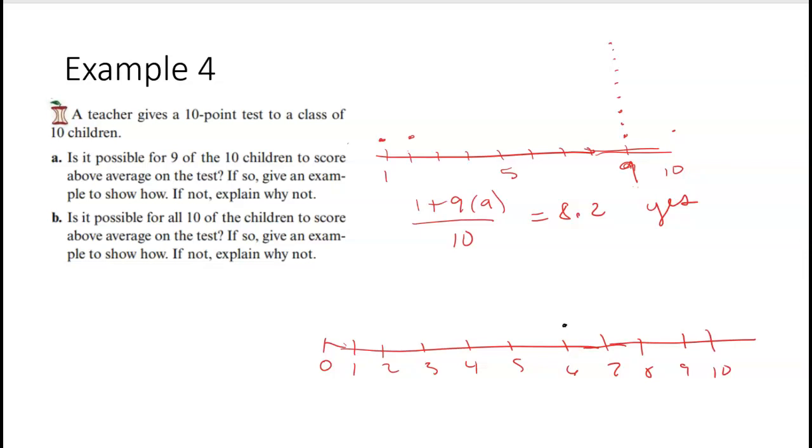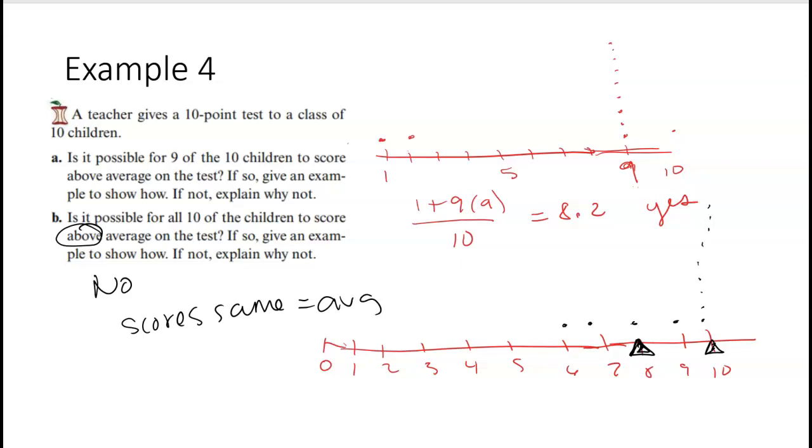Well, I mean, no, because no matter what, we need the mean to be a balancing point. So even if they all scored 10s, the average would be 10. They're not going to score above the average. So the answer is no. The only way we could get kind of close is if all the scores were the same, it would equal the average, but it'll never be greater than the average because we need to balance it.